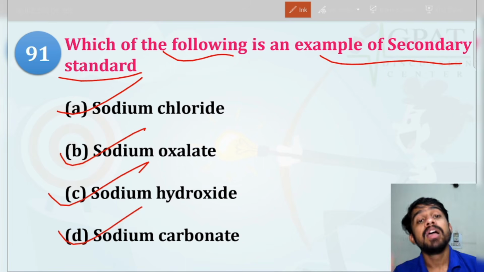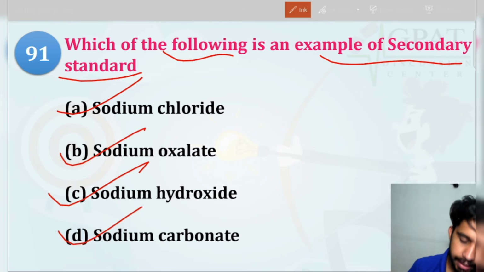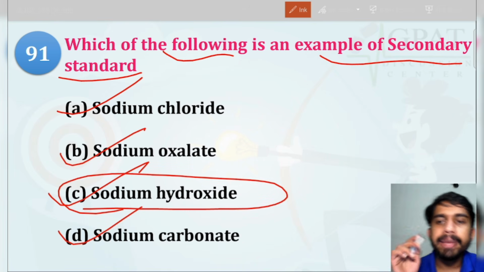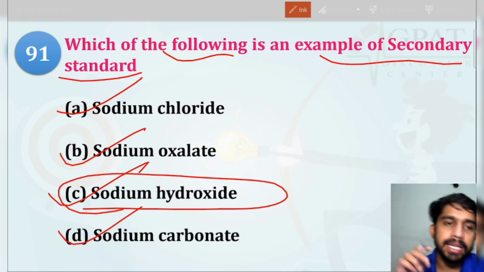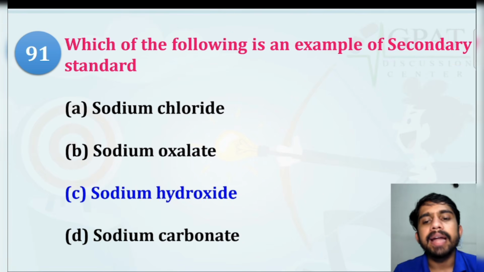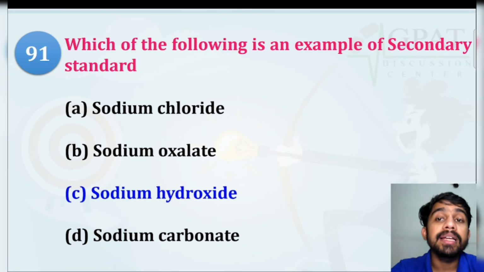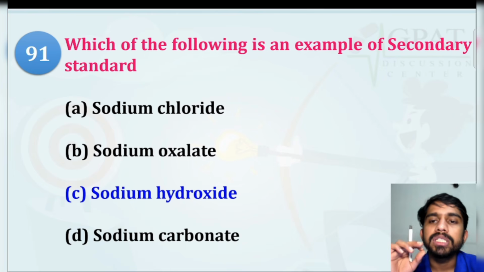We have already discussed in the previous question paper that an example of a secondary standard is sodium hydroxide. The remaining all come under primary standards. So the correct answer for this question is option C, sodium hydroxide. It is a secondary standard because it is hygroscopic in nature and can absorb CO2 from the air.